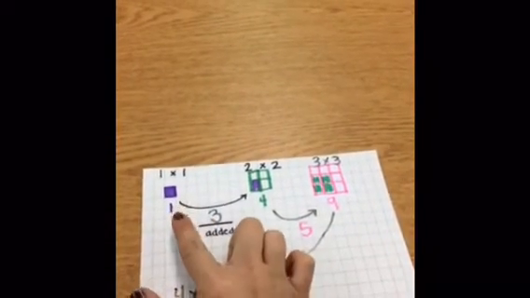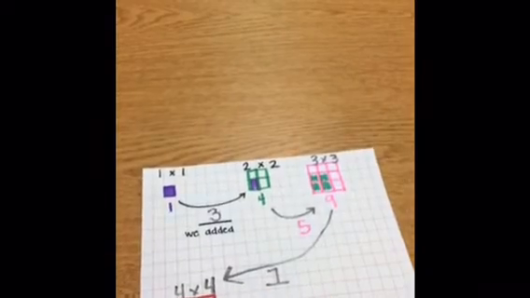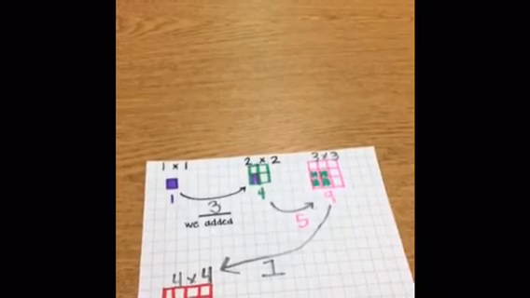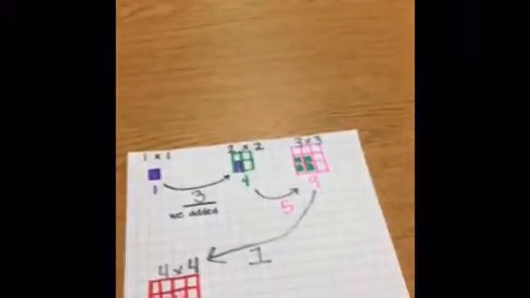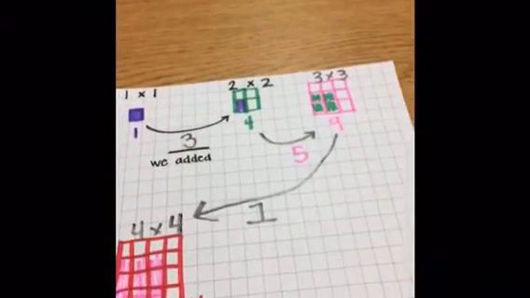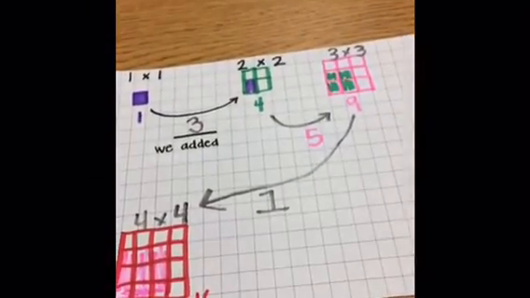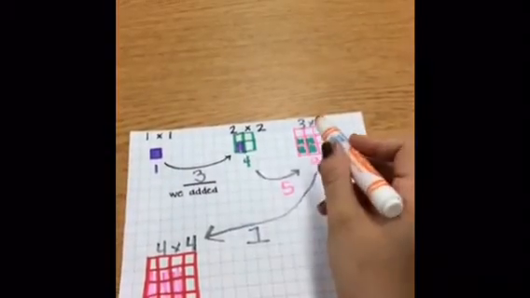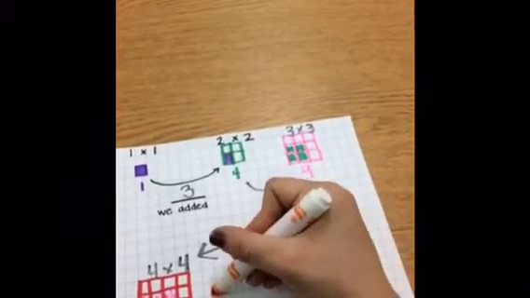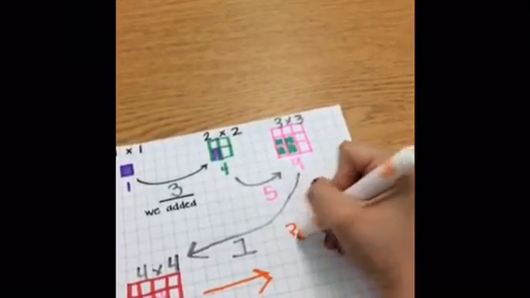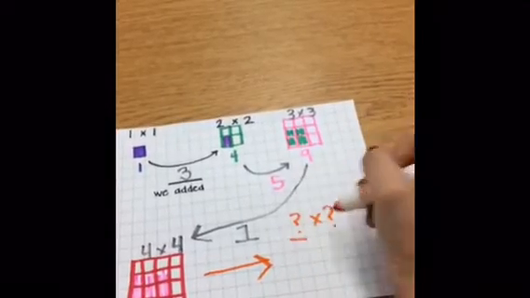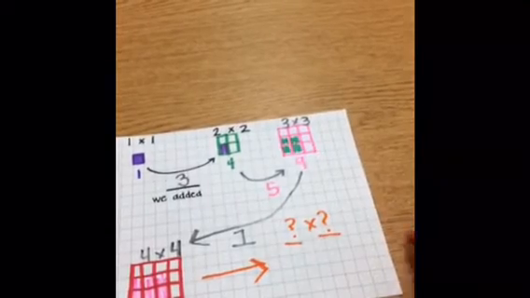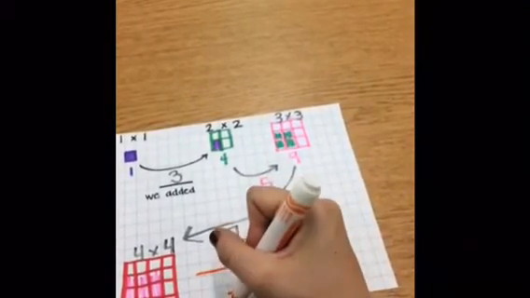Okay, so I had 1 square, 4 squares, 9 squares, 16 squares, or 1 times 1, 2 times 2, 3 times 3, and 4 times 4. Okay, for your final problem, I would like you to show me the next one. Well, we did 1 times 1, we did 2 times 2, we did 3 times 3, we did 4 times 4. So, what times what do I want to see next? And then go ahead and draw it for me right there. And show me how many we added.